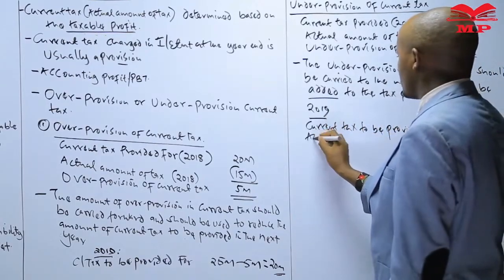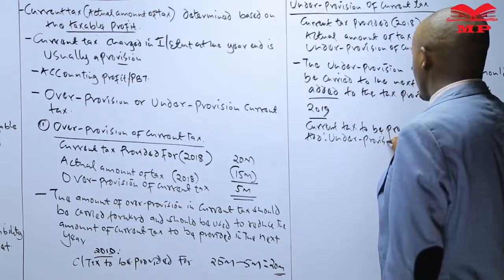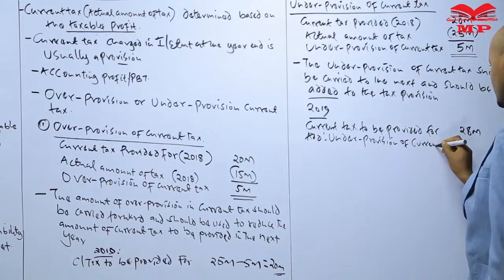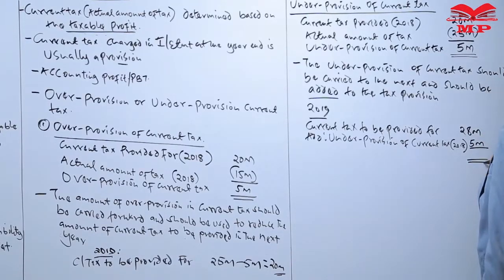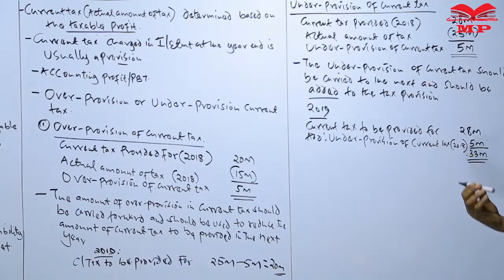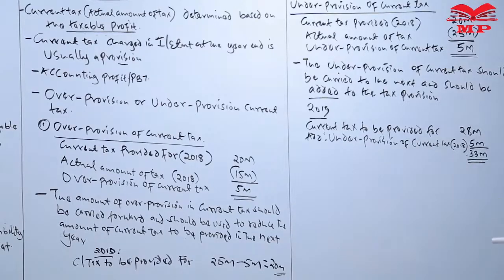So what we are supposed to do is to add the other provision of current tax in the year 2018, which is an amount of 5 million. That means the amount of tax which you are going to charge in the income statement, or which will be deducted from the profit before tax, will be 33 million. So that is how over provision of current tax arises, and basically that's how we are supposed to account for that.